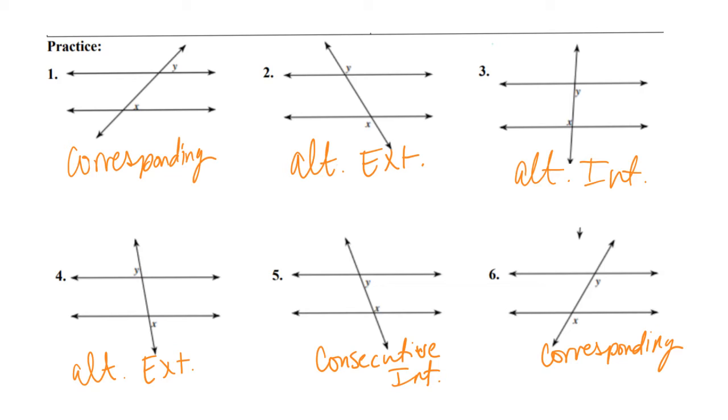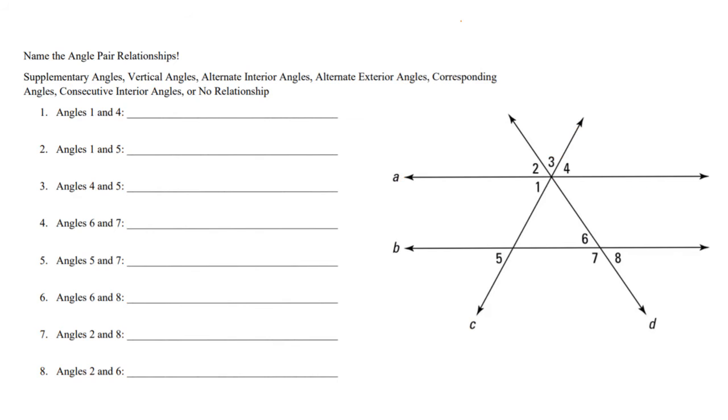4, alternate exterior because they're outside the parallel lines, but on opposite sides of the transversal. And number 5, consecutive interior because they are inside the parallel lines, but on the same side of the transversal.